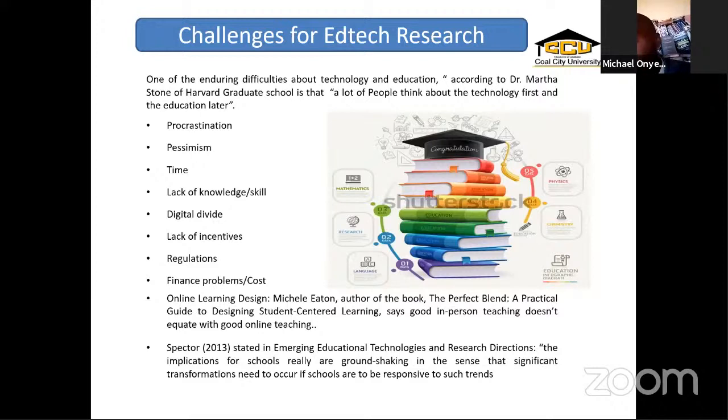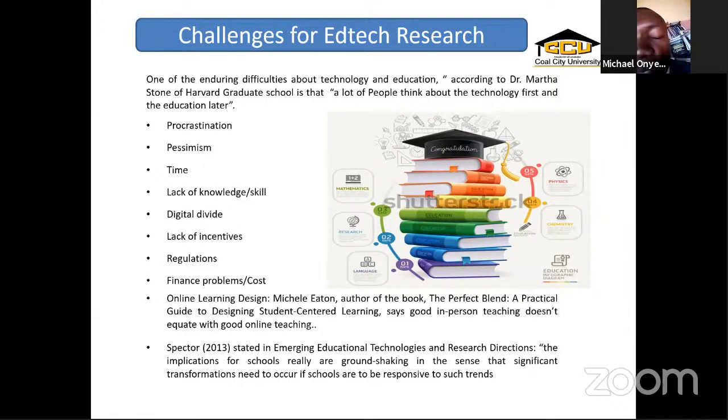So you need resources. For instance, if you want to build robots now, you need the resources to buy some of the materials that you need to be able to come up with it. So these are some of the things that can actually hinder education technology research.